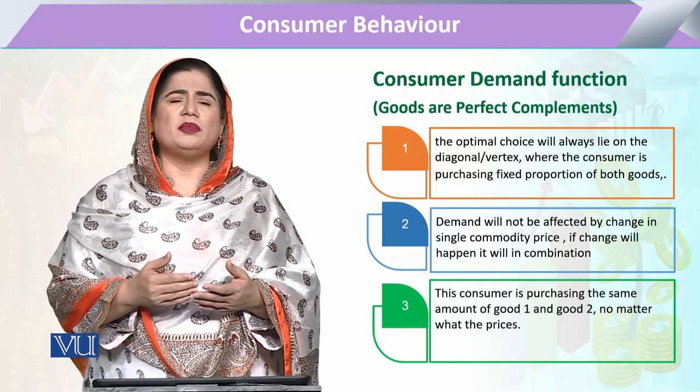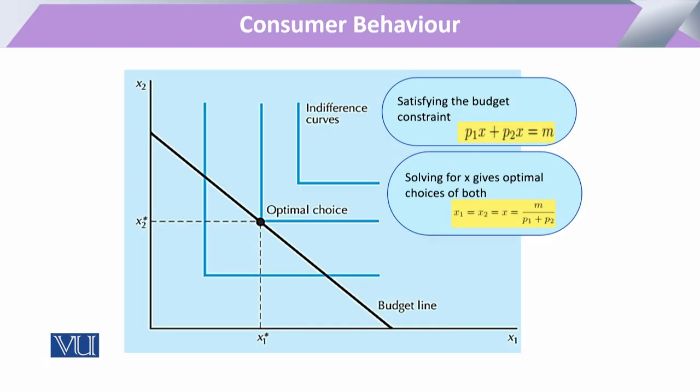the diagonals available to him. When we draw this diagram, we see the consumer has one indifference curve like this and another like this. Keeping in view the budget line, we see that up to this budget line, the consumer has the optimal choice at this level.